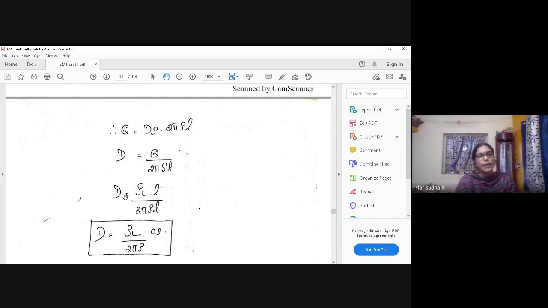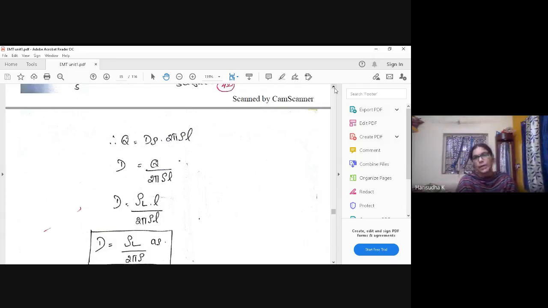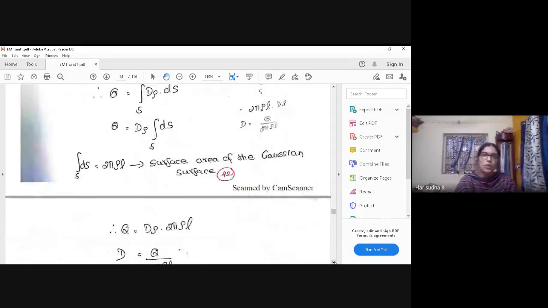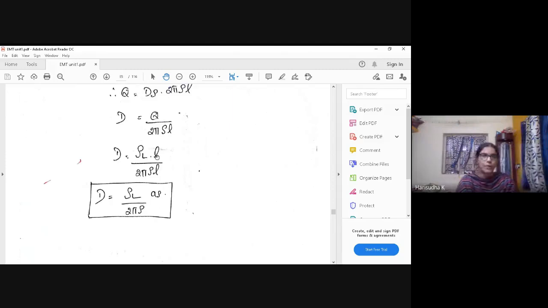Similarly, when I replace this Q with the line charge equation, as I said earlier, since it is a line charge, Q can also be represented as rho L into L. Therefore, instead of Q, I have written rho L into L divided by 2 pi rho L. Actually this is D rho, it is not D, it is D rho. Here also it is D rho. So this L and L will get cancelled, and therefore I can write D is equal to D rho into A rho unit vector. Therefore, D is equal to rho L divided by 2 pi rho, into the unit vector along the direction rho.